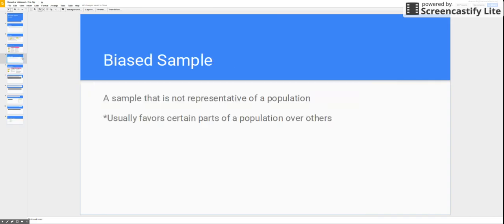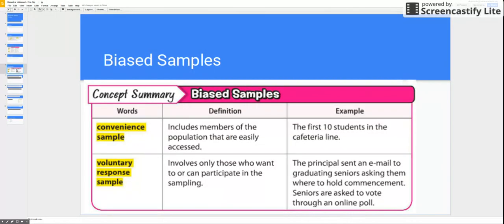A biased sample is a sample that's not representative of a population, so it usually favors certain parts of a population over others. Examples of biased samples: one is a convenience sample, which includes members of the population that are easily accessed. So the first 10 students in the cafeteria line get sampled about the cafeteria. That is convenience. You're only surveying them because they're the first 10 students who walked in the room. It's easiest for you, right? Or, what about everybody going to a Drake concert? If they get surveyed as to who their favorite artist is, they're all going to say Drake, right?